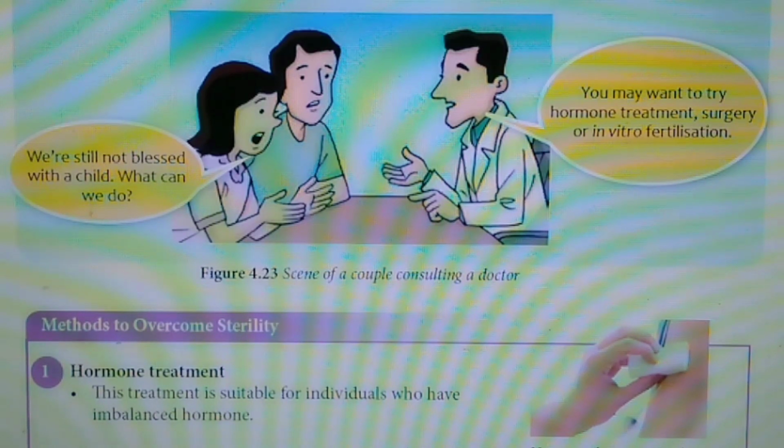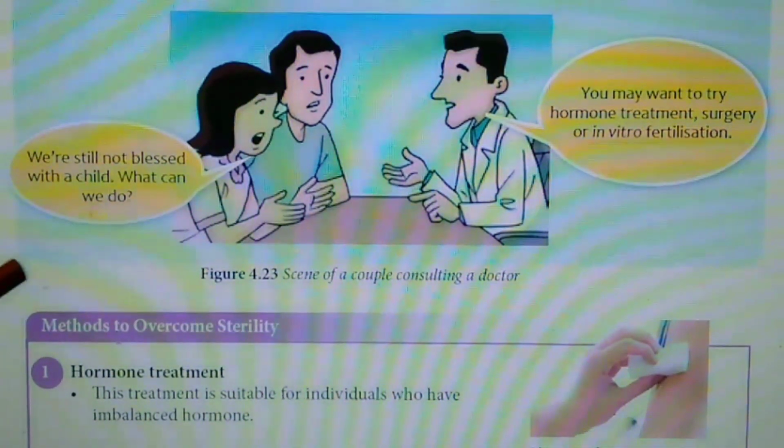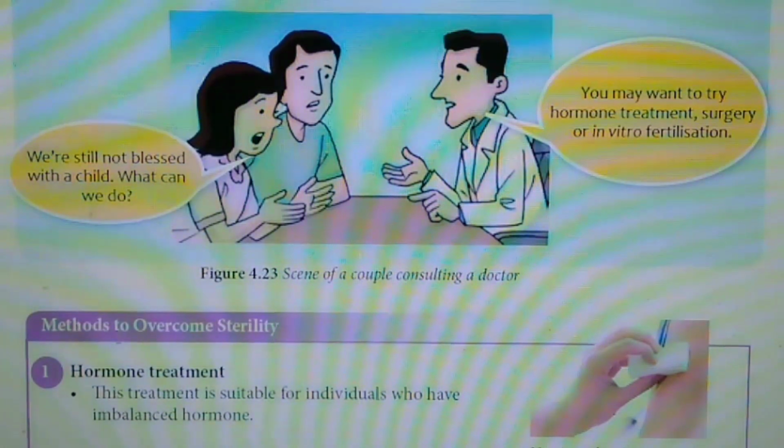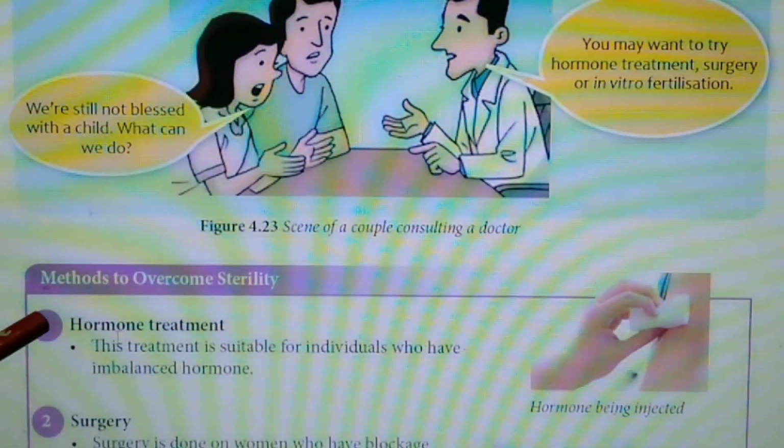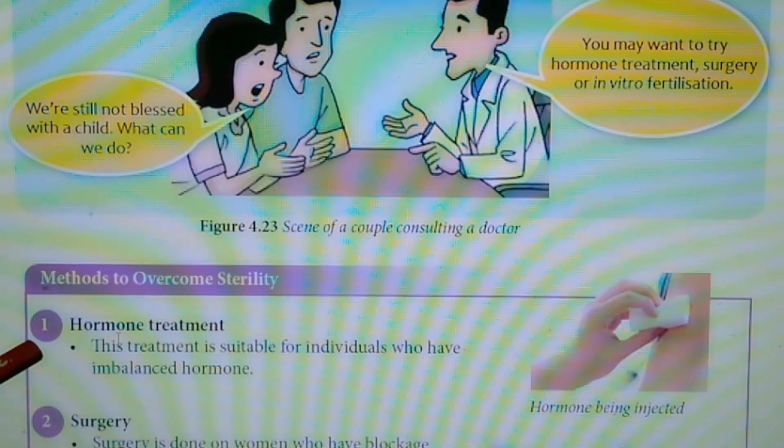In this discussion, we will look at the methods to overcome sterility. Among the methods usually given by a doctor during consultation, number one is hormone treatment. Before that, you have to know that all these methods are based on the problem given by the married couple or the investigation made by the doctor. Based on that situation, the method will be applied by the doctor. So the first method is hormone treatment.